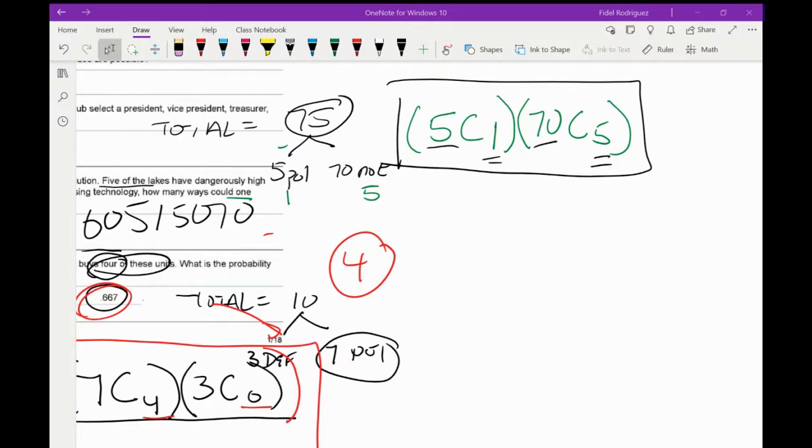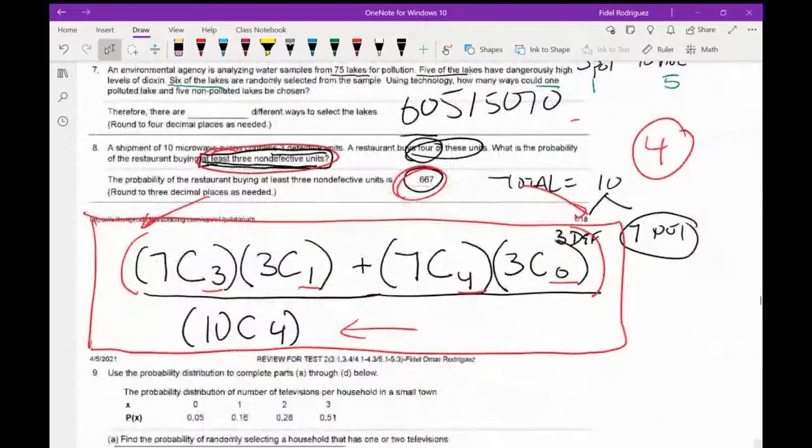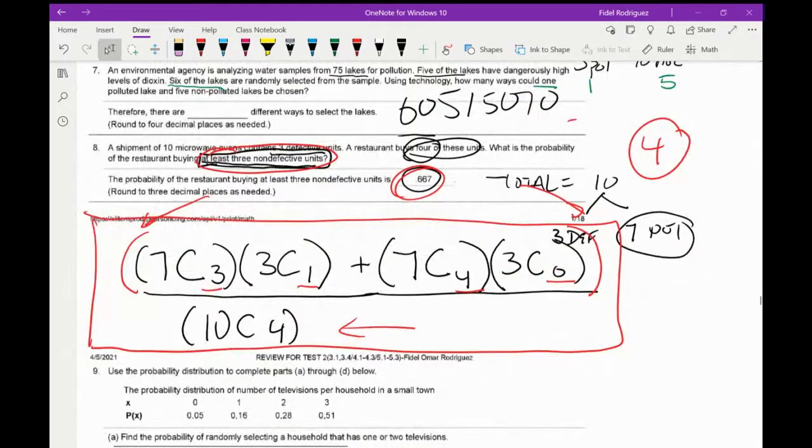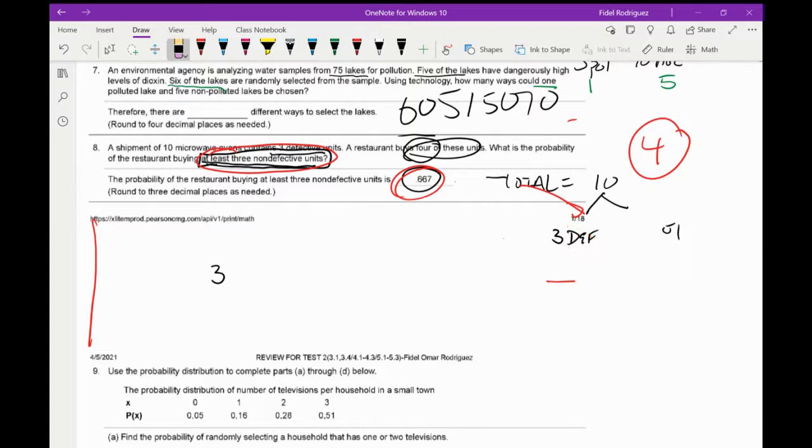Let's see, number 8. No apologies at all. Don't worry about it. This is why I'm here. Okay, so let's take a look at number 8, and I'll walk you through the process again. Let me get my eraser. I'm going to clean up number 8 for us here.